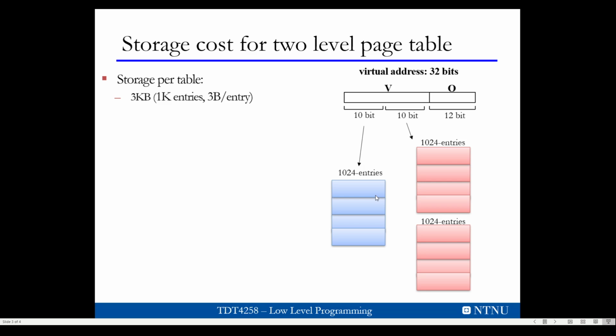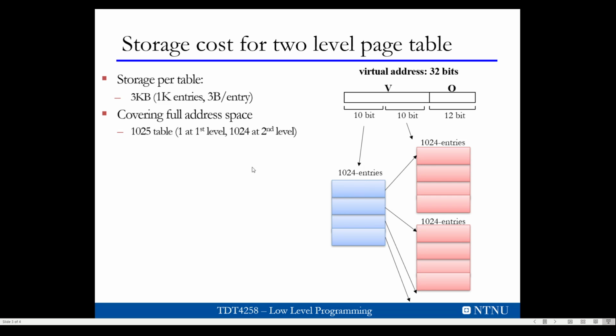Now let's see how many tables we need for our application. So let's say we want to cover the full address space. We have an application that makes use of all 4 gigabytes of data. In that case, all of our entries in this table will be used. That means we will have 1024 tables at second level and 1 table at first level. So in total, we have 1025 tables.